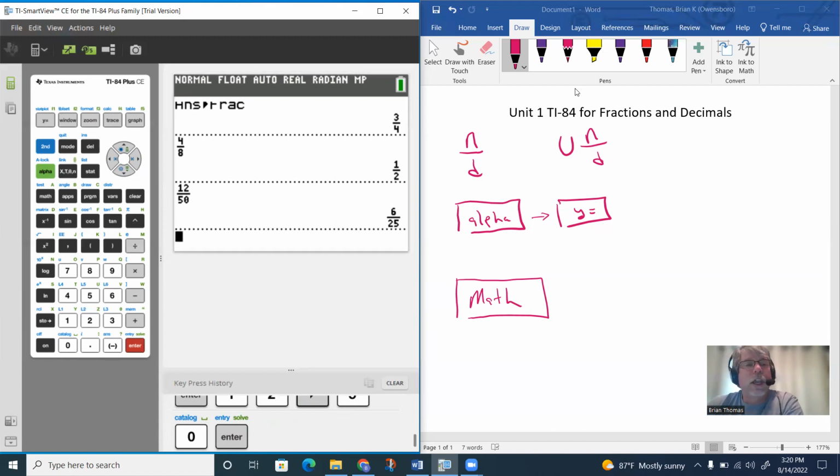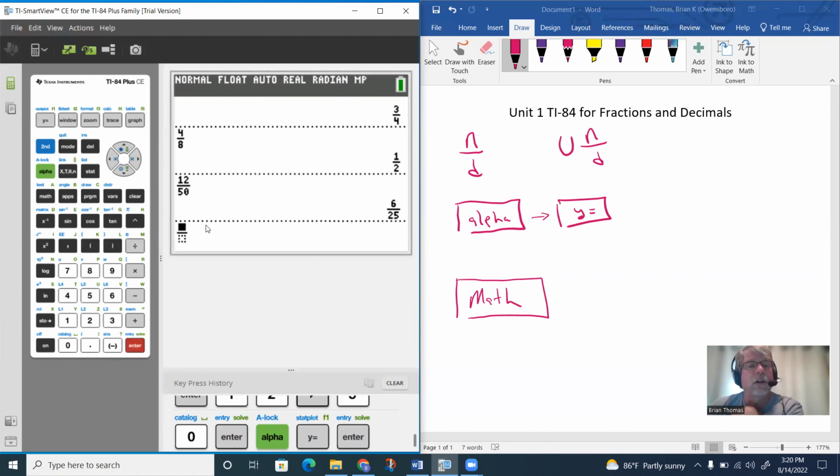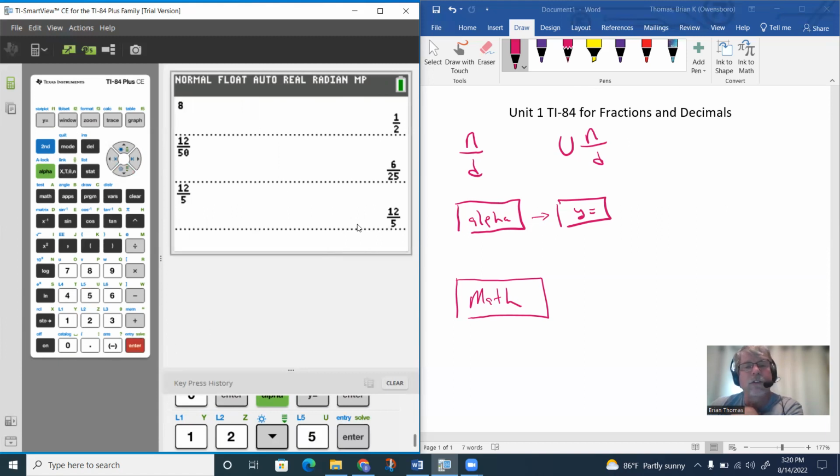So another thing you can do is you can change things. You can type in mixed numbers or improper fractions, if you will. Remember, an improper fraction is when the numerator is bigger than the denominator. If I hit the alpha button, hit the y equals button, what I can do is type, say, 12/5 into the calculator. If I hit 12 and put down 5, hit enter, notice that leaves it as 12/5.